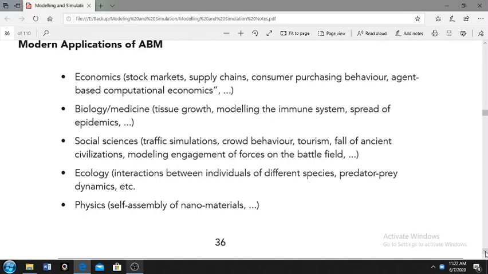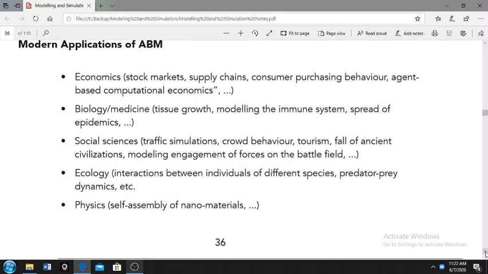So you can use AB in economics. You know that economics has high abstraction. AB also applies there. You have seen in the other graphic, AB compared to the rest has a huge area of application. So you can use it in economics: stock market, supply chain, consumer purchasing behavior, agent-based computational economics.